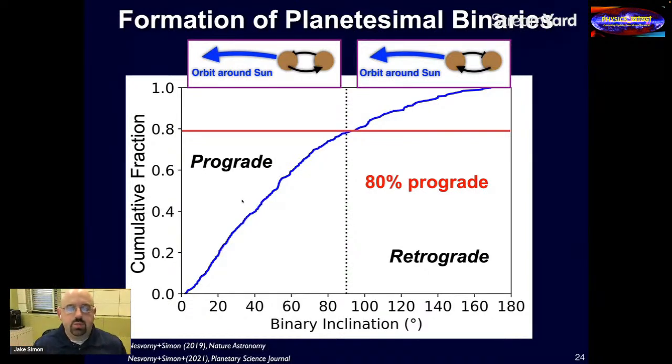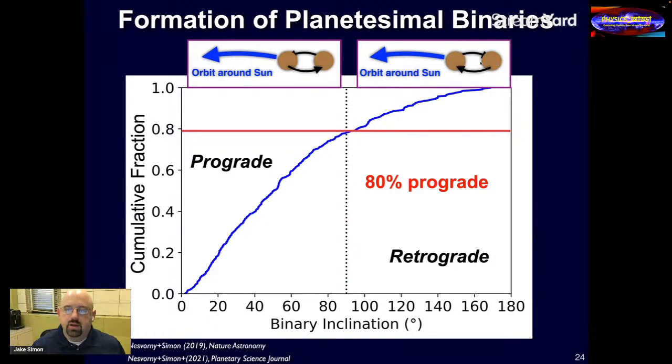We looked at the distribution of a number of properties of these planetesimal binaries. The first, and the only one I'm going to present, is the binary inclination. What this means is, how does the orbit of the binary compare to the orbit of the whole binary system around the sun, right? If it's prograde, so if the binary inclination is less than 90 degrees, then the two planetesimals are orbiting each other in the same sense as they go around the sun. So their angular momentum vectors are aligned, and retrograde is the exact opposite.